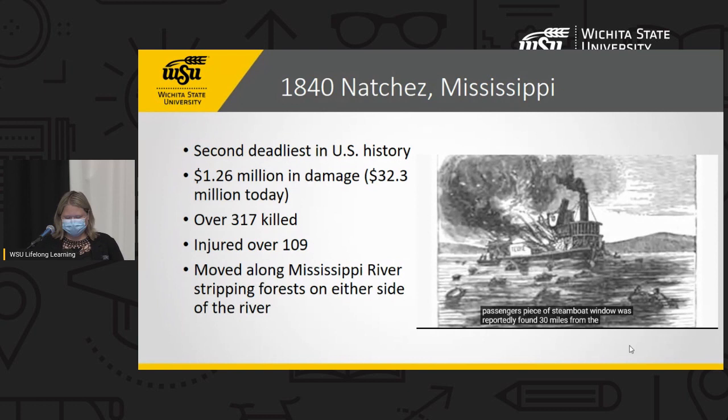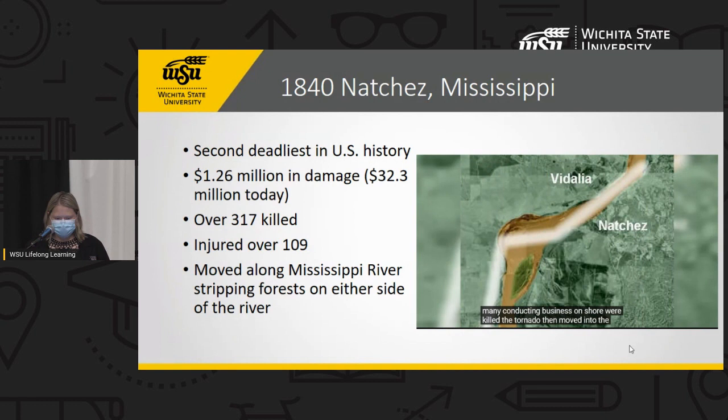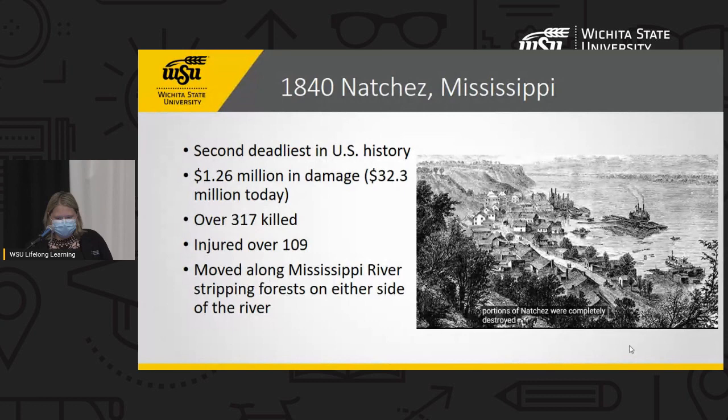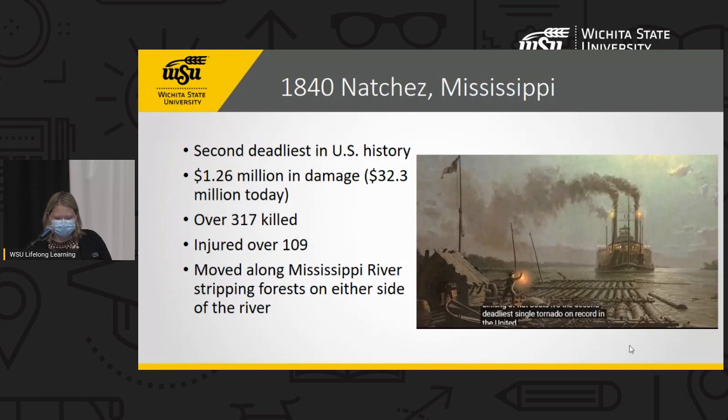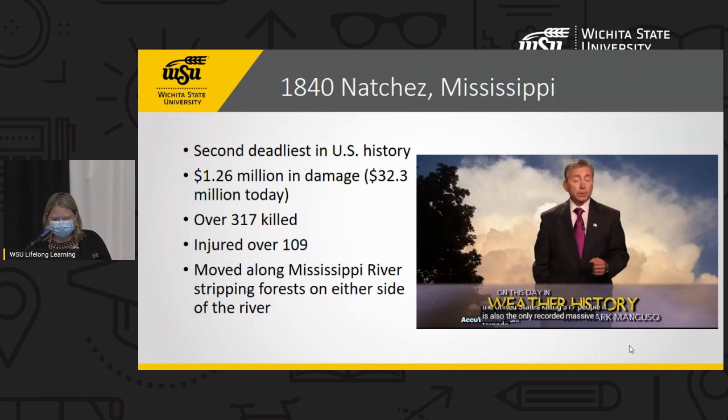The tornado then moved into the town. Its full width of devastation also included the river and the Louisiana village of Vidalia. Central and northern portions of Natchez were completely destroyed. The final death toll was 48 on land, 269 on the river, mostly from the sinking of flatboats. It's the second deadliest single tornado on record in the United States, killing 317 people. It is also the only recorded massive tornado in the U.S. that killed more people than it injured. I'm Mark Mancuso.